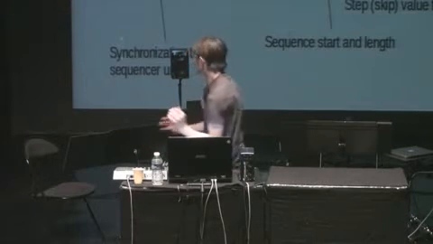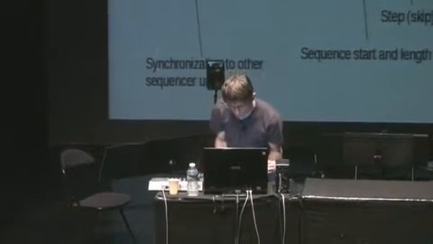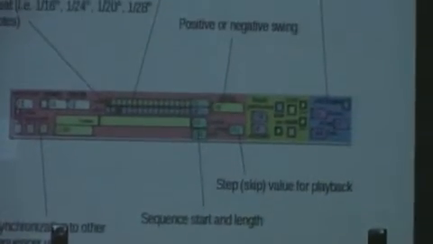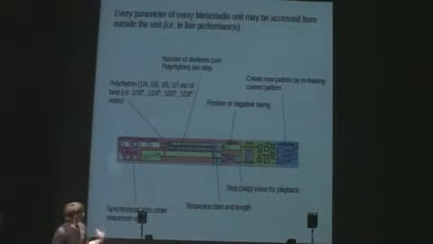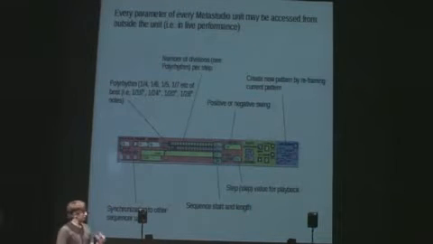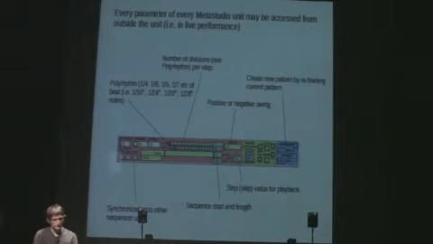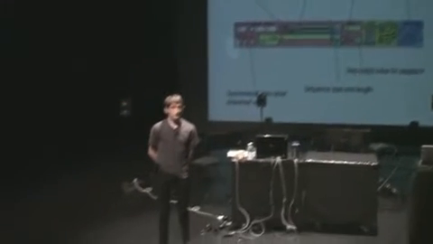And here's an example. This is the rhythmic modulation frame of one of my sequences, and there are various different methods there. You can alter the number of rhythmic divisions per beat. You can alter the polyrhythmic duration of each beat. You can create new patterns by reframing the current pattern, and there's positive or negative swing so that offbeats can be given a slightly later or earlier instant, you know what I mean. They happen earlier or later by a small amount. Synchronization, the start and the end, and the step value for playback. So there are lots of different ways in which the rhythmic patterns and the rhythms themselves can be altered.